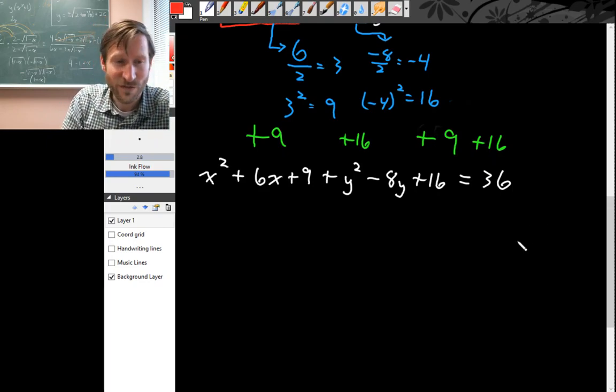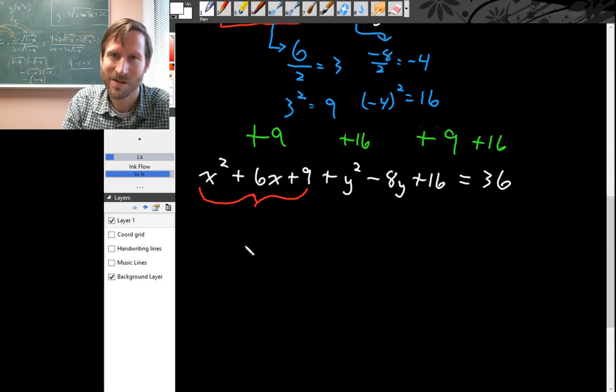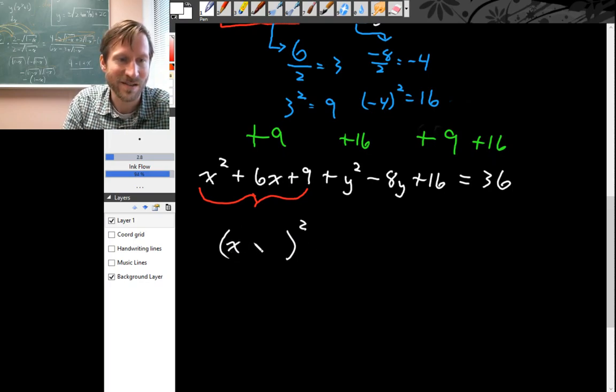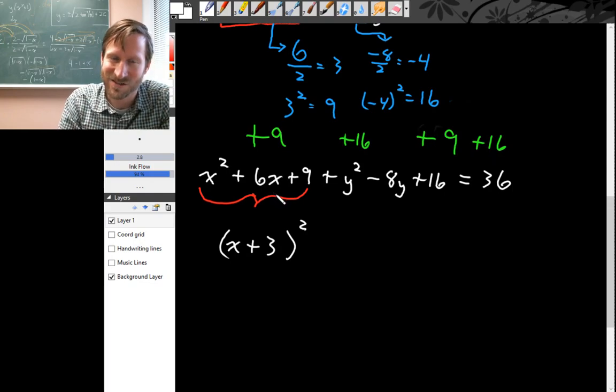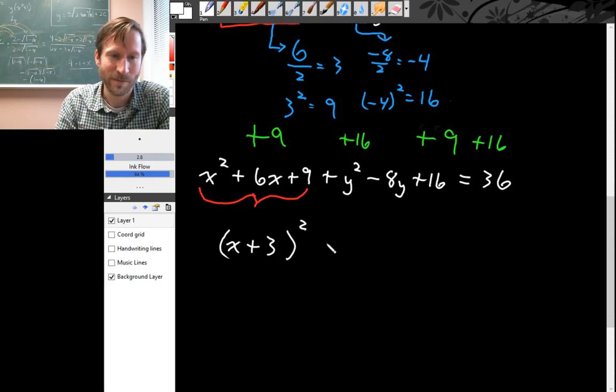And this looks worse at first, but look at these first three pieces. Can you factor that? That does factor. In fact, it's a perfect square. These first three terms with our x's are (x plus 3) squared. Take a second to check that. So (x plus 3) squared, that would be x times x is x squared. x times 3 is 3x. 3 times x is another 3x, so that's 6x total. And 3 times 3 is 9. Okay, so the first three terms are (x plus 3) squared.